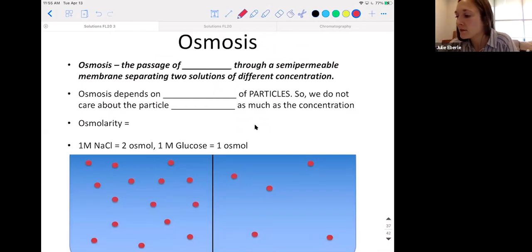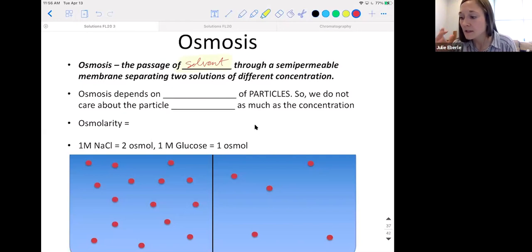It is the passage of solvent particles through a semi-permeable membrane separating 2 solutions of different concentration. I'm going to highlight the word solvent. We tend to focus on the solute. We measure the concentration of the solute particles in the solution. We've been talking about solute this whole time. So this is a little bit antithetical to what we've been talking about. Now we're focusing on movement of solvent and we're measuring solvent.